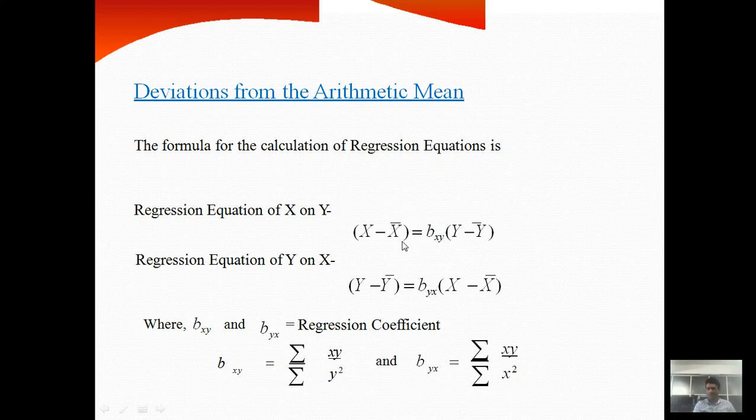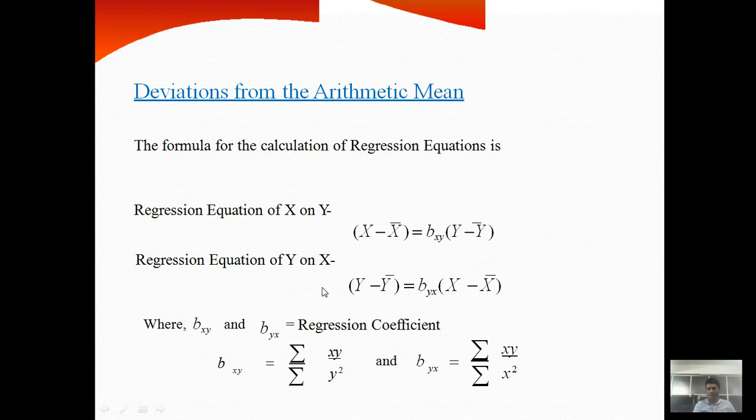That is, x bar is equal to the sum of x, whatever data is given, divided by the total number of observations. So x bar is just sum of x upon n. Similarly, y bar is the mean in the y direction, that is sum of y upon n. And bxy is known as the regression coefficient, defined as bxy equals sum of xy upon sum of y square.